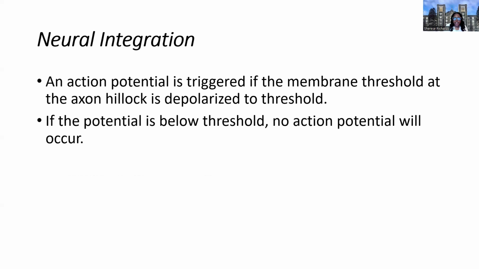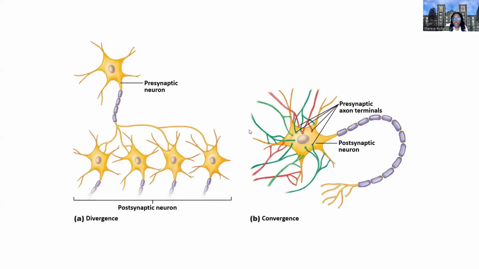Okay, so neural integration is basically adding all of the signals that are arriving on the soma, adding that up at the axon hillock and determining whether or not it is enough of a membrane potential change to get us to threshold. If it is, we automatically fire an action potential. If it isn't, then there is no action potential that will be initiated. So neural integration is the process of determining if the membrane potential change is strong enough to begin an action potential.